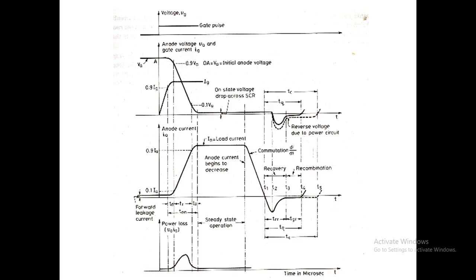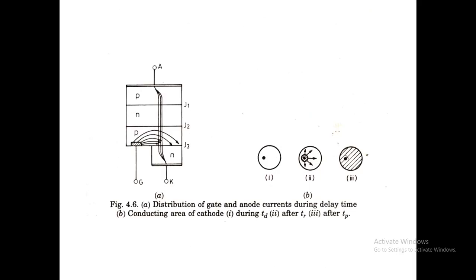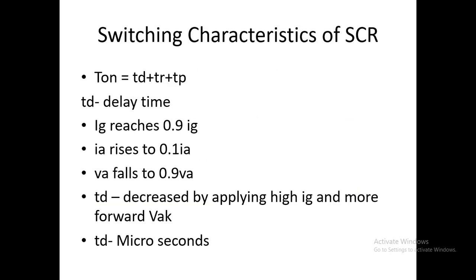And after the instant of T4, there will be some time delay for the reverse voltage to reduce to 0, so that is the circuit turn off time. So always the circuit turn off time will be greater than the device turn off time. So the device turn off time TQ is equal to TRR plus TGR, and TC is equal to TQ plus some time required for the full turn off of the device. So this is explained over here.